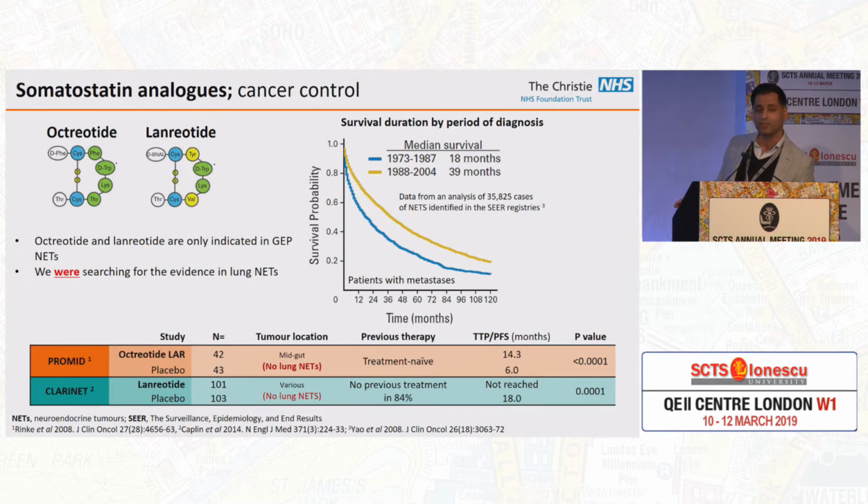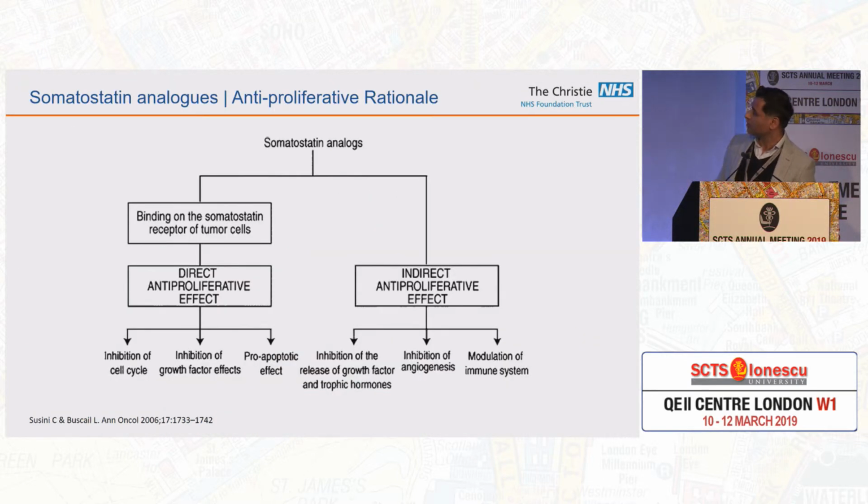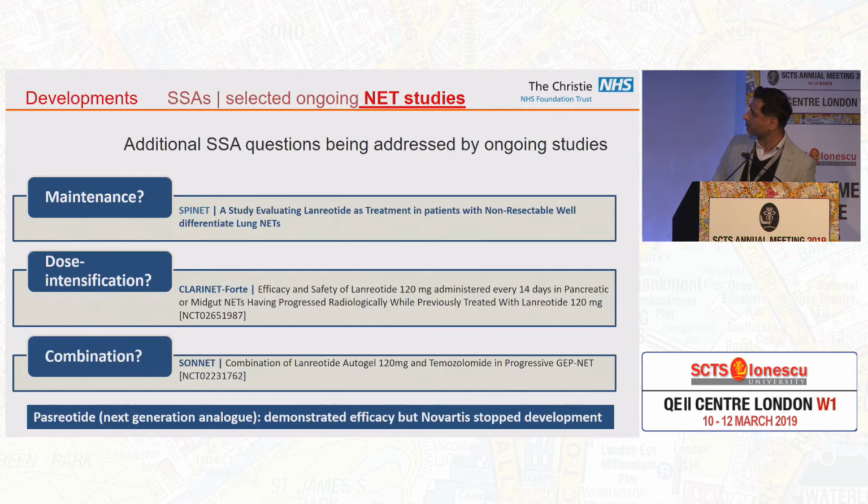And a cynic in me would say that's because our pathways aren't developed. So at the time when these trials were being created, people just thought we can't be bothered with these lung nets. But we were searching for our own evidence in lung nets, doing a similar study to this, and I'll allude to that in a second. So the somatostatin analogues have shown they have an anti-proliferative rationale, a direct rationale, and an indirect rationale, so we can use them for that purpose.